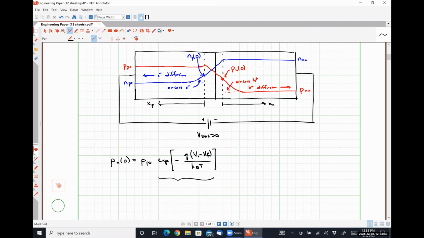So all this exponential function right here really represents is the probability that a hole will survive the space charge layer effectively. The probability that recombination does not occur in the space charge layer is given by this stuff. So we have some number of holes on the P side of the crystal multiplied by the probability that they make it to the N side of the crystal gives us the amount of holes at the edge of the space charge layer. Okay.